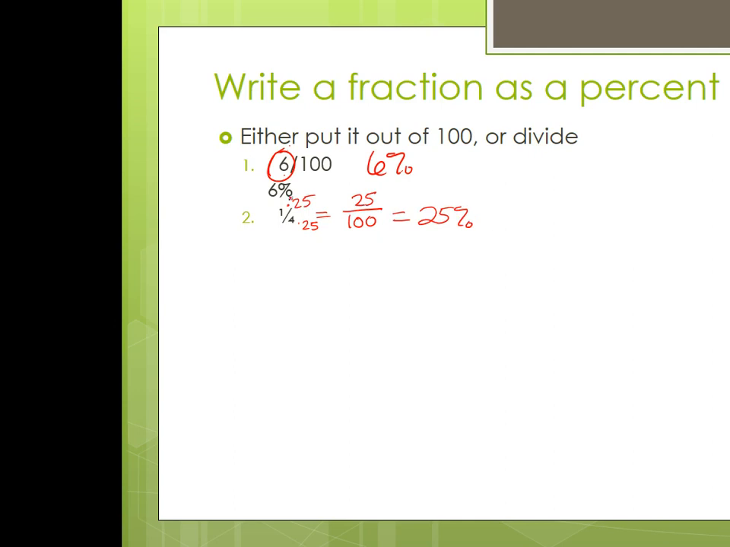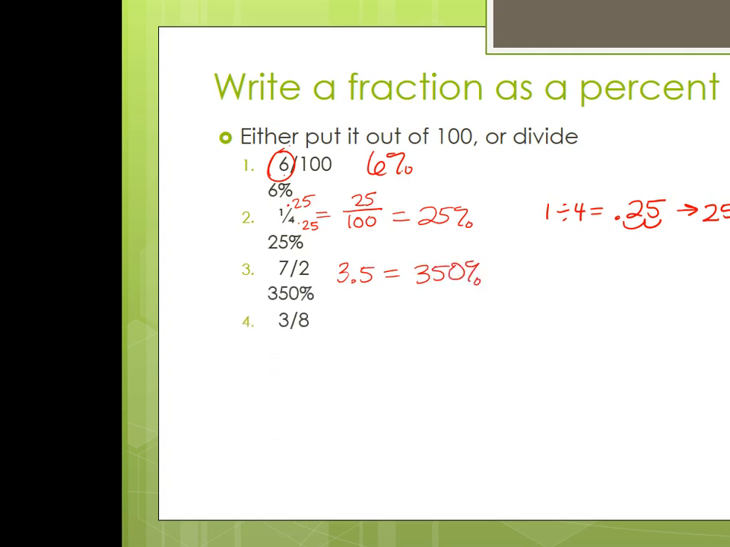The other option is you could do 1 divided by 4 in your calculator, which gives you 0.25, and then move the decimal over twice to give you the 25%. So a couple ways you could do this. 7/2, if you divide that, you get 3.5, and then move the decimal over twice, you get 350%. For 3/8, if you divide that, that gives you 0.375, and then if you move that twice to the right, it's 37.5%.